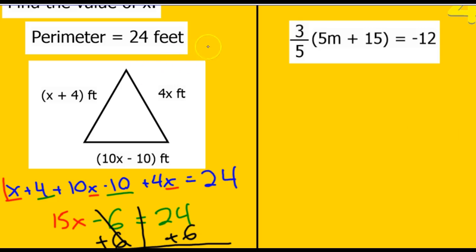Alright, last problem. We have 3/5 times (5m plus 15) equals negative 12. Now I do see a number outside of my parentheses, so we could distribute, or we can make it easier on ourselves and just get rid of this fraction first. So what I'm going to do is multiply by the reciprocal. The reciprocal is our flipped fraction. So instead of 3/5, it's going to be 5/3. What we do on one side, we have to do to the other. So I'm going to multiply by 5/3.